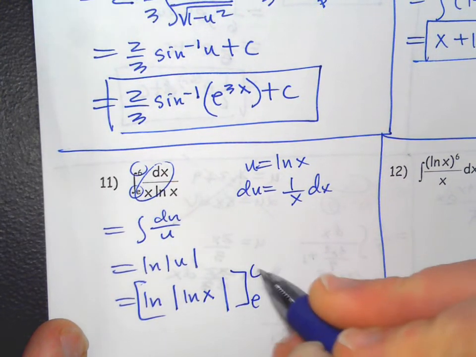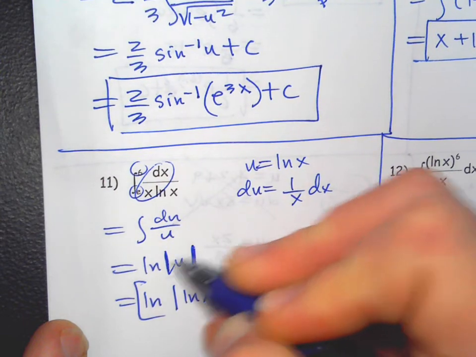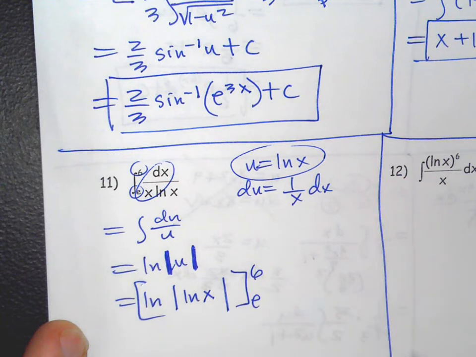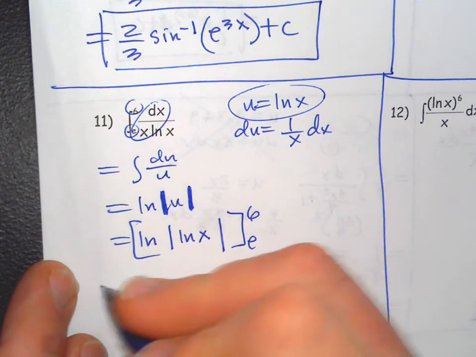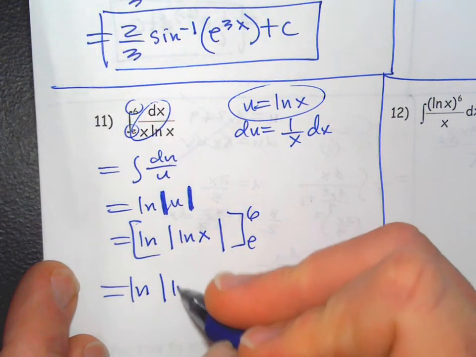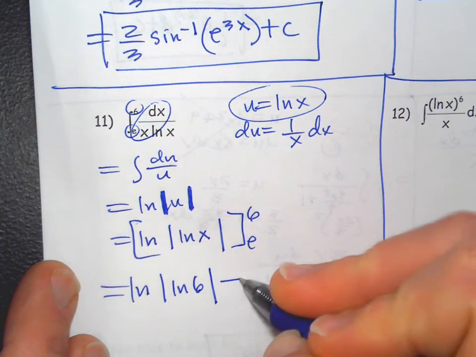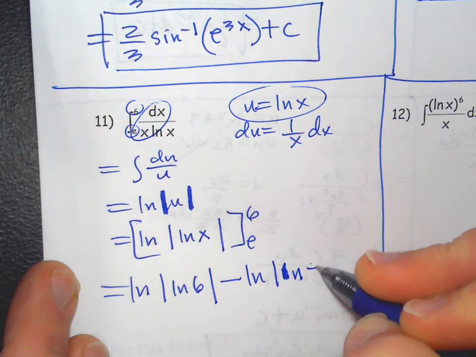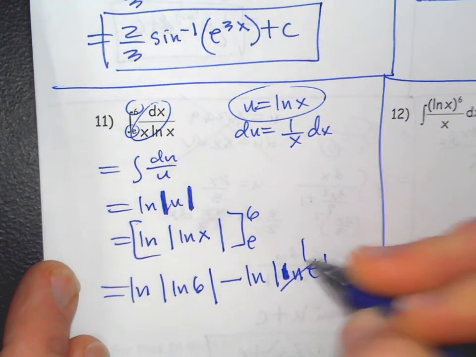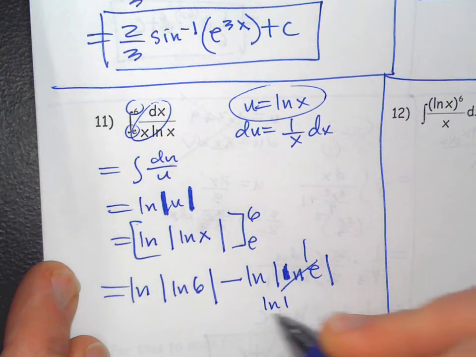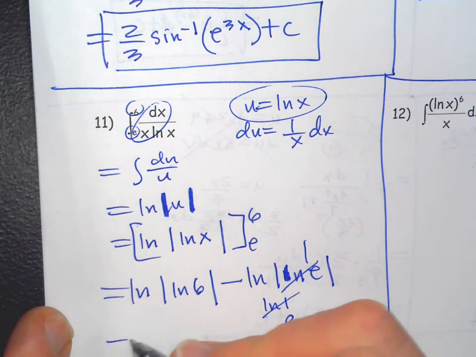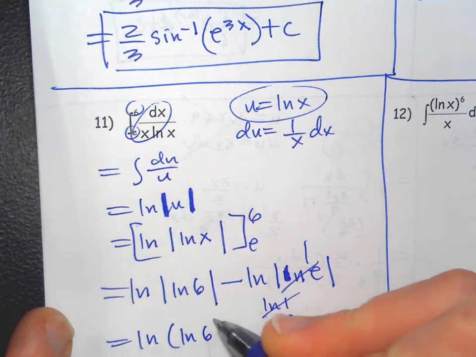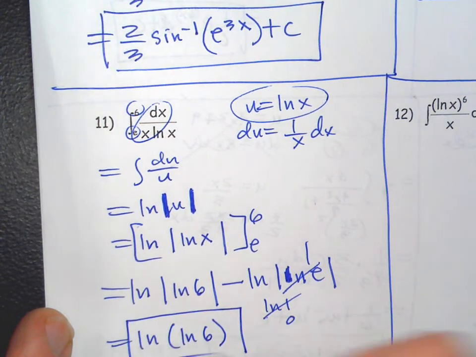From e to 6, you need these absolute values. You don't need them around what's inside here because that was just what was given to you. So we're going to plug it in: natural log, the absolute value of the natural log of 6, minus natural log of the absolute value of the natural log of e. That's going to be 1. The natural log of 1 is 0. And natural log of 6 is positive, so we don't need the absolute values anymore for the final answer. It should be in your work, though.